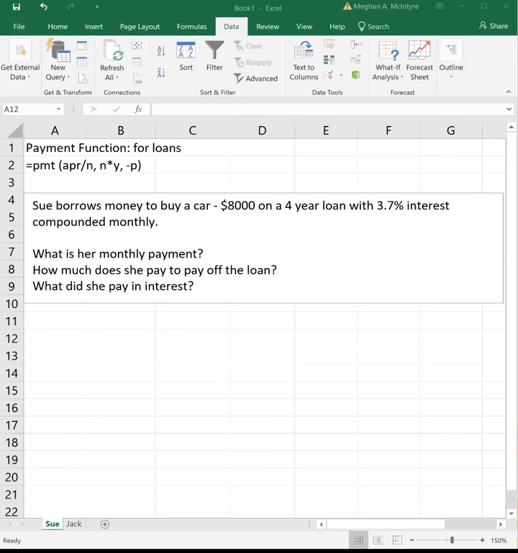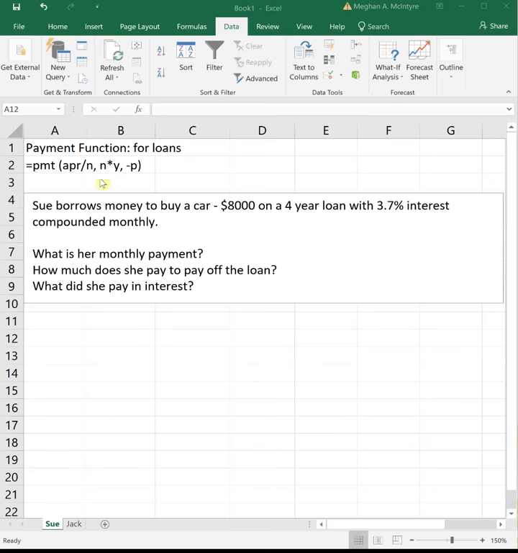So the PMT function is very similar to the FV function. It has a lot of the same inputs. It's got the APR interest rate, the N, which is the number of times a year you make a payment or you're paid interest, and then Y is time in years, and then P is principal. It looks a little bit different with the inputs. It doesn't have a PMT input like a monthly payment to a savings account like the FV function did. Instead, this function tells us how much you will pay per month on the loan.